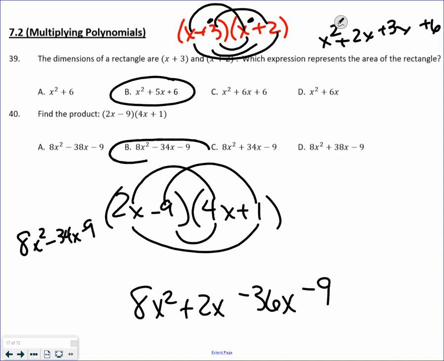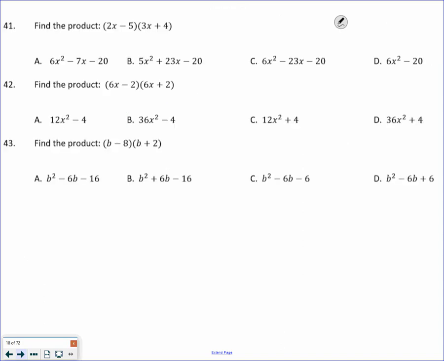Be very careful. Make sure you grab the correct one. Notice each one of these, you have an 8x squared, and some of them have 34, and some of them don't. Some of them have a -9, all of them have a -9. So please make sure that you're very careful in getting the correct answer.